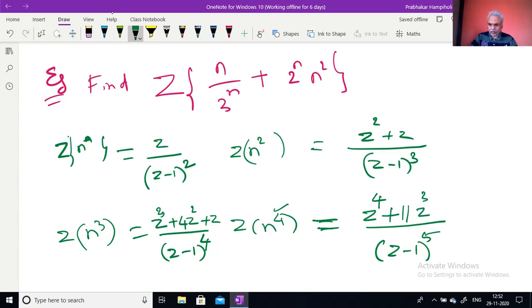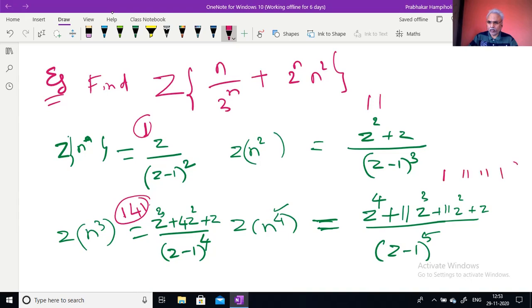You only have to remember these coefficients, which I'll repeat now. Here the coefficient is 1 with z. Here the coefficients are 1, 1: z² + z. Here the coefficients are 1, 4, 1: z³ + 4z² + z. Here the coefficients are 1, 11, 11, 1: z⁴ + 11z³ + 11z² + z. Now especially n and n² are useful. I'll come back to the example after these basics.